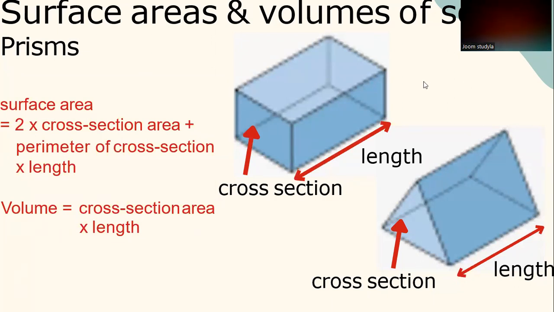How to calculate the surface area? If you remember, the surface area is 2 times the cross section area plus the perimeter of the cross section multiplied by the length. And if you want to calculate the volume, it is the cross section area multiplied by the length.